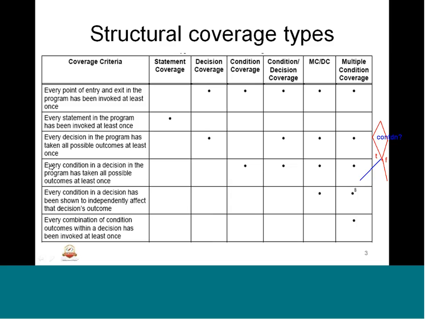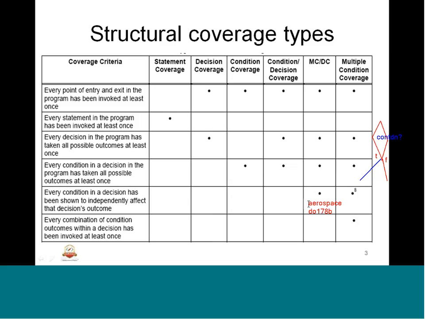The next one is every condition in a decision has been shown to independently affect that decision's outcome. That means whatever execution path we have should be independently covered. It means the preconditions that are required should be independent. So that will be done with the help of MCDC. This MCDC is otherwise called modified condition decision coverage. This is mostly used in aerospace and space industries with the help of a standard called DO-178. I will probably explain that aspect in detail in the future slides. It is called the DO-178 standard basically.